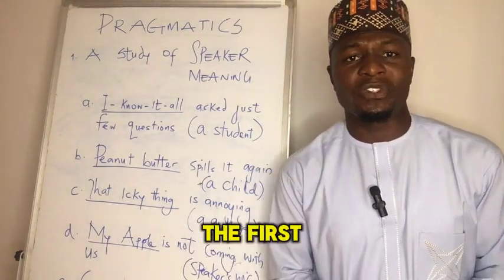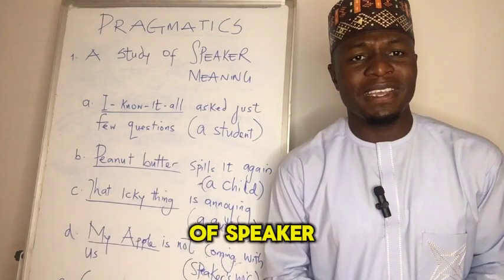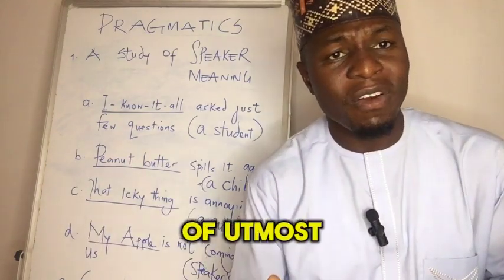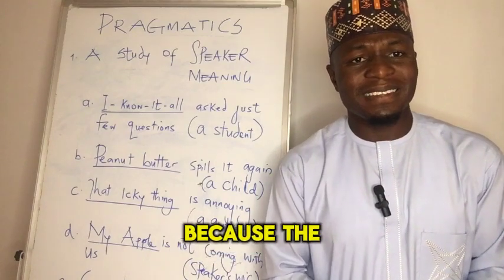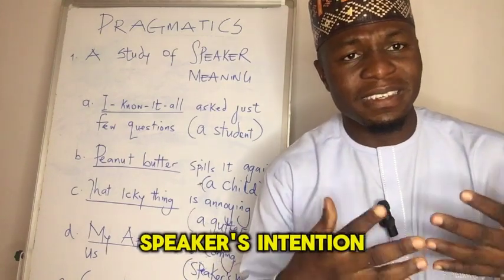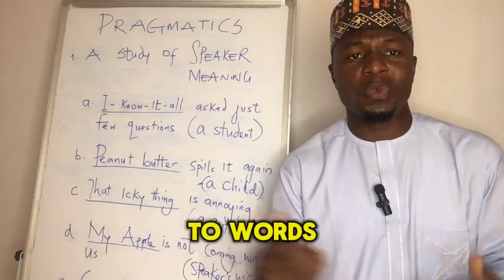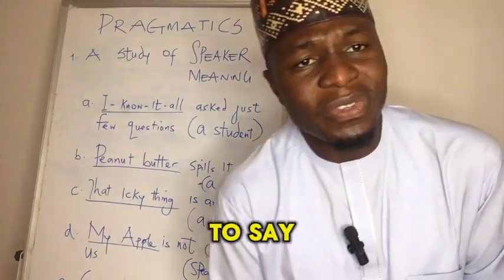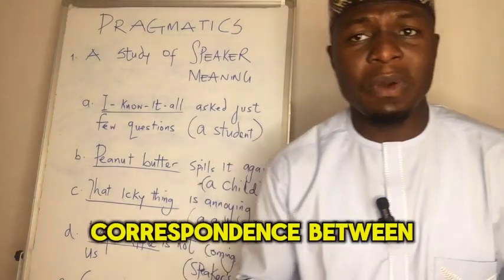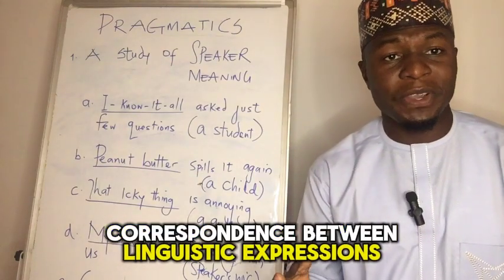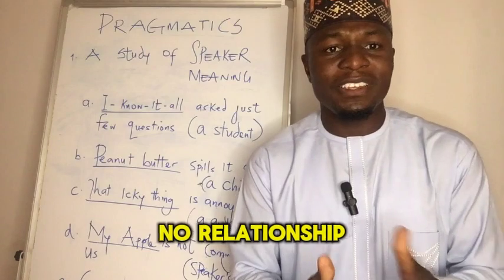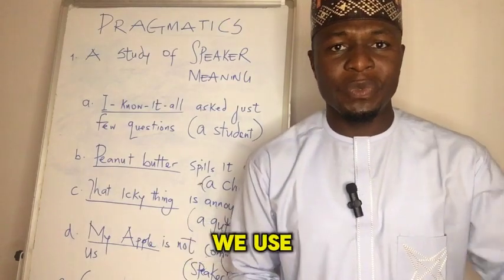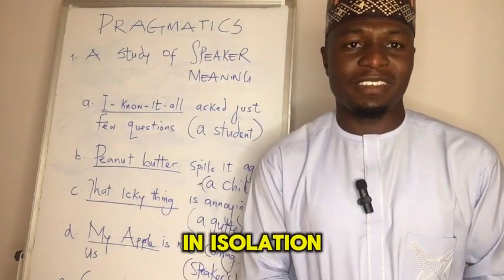So let's start with the first one. Pragmatics is the study of speaker meaning. Why is the speaker of utmost importance in the definition of pragmatics? Because the speaker's intention is what conveys meaning to words. Therefore, it is not wrong to say that there is no one-to-one correspondence between linguistic expressions and entities in the world. It means there is no relationship between the words we use and what they mean in isolation.